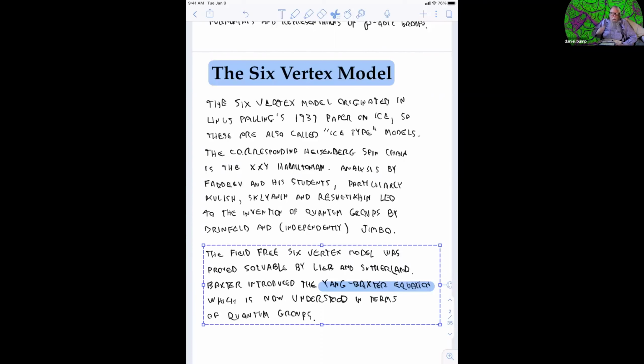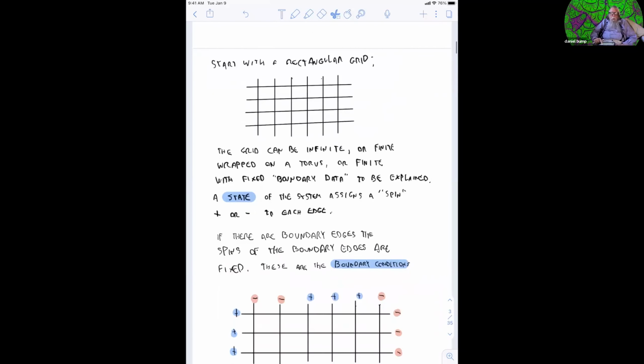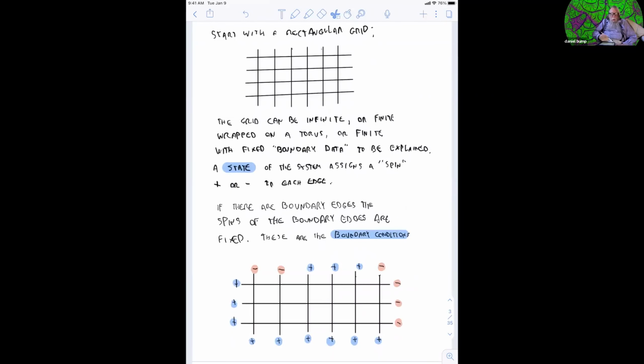So I want to explain what the Yang-Baxter equation is. I'll start with a rectangular grid, and the grid could be infinite, or it could be finite and wrapped on a torus, or it could have values which are at the top, bottom, left, and right of the grid. So those are different possible boundary setups, and generally there are minor differences between the theory in these different cases.